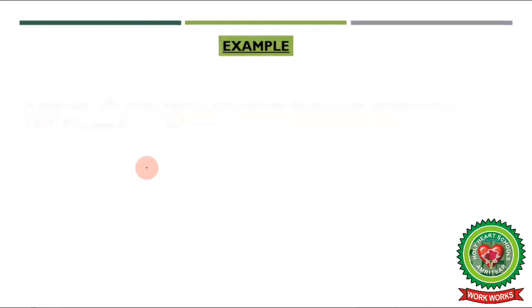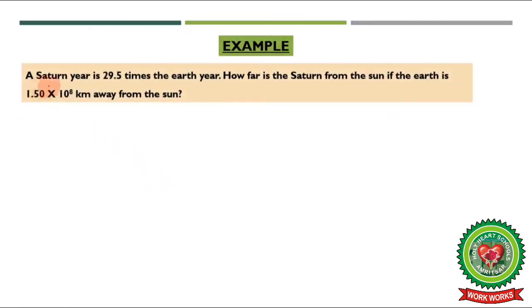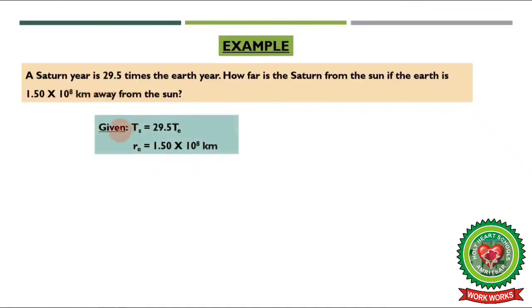Let's solve an example. A Saturn year is 29.5 times the Earth year. How far is the Saturn from the Sun if the Earth is 1.50 into 10 raised to power 8 km away from the Sun? So we are given the time period of Saturn is equal to 29.5 times the time period of Earth. Also, the radius of Earth is 1.50 into 10 raised to power 8 km, and we have to find RS, meaning the radius of Saturn.